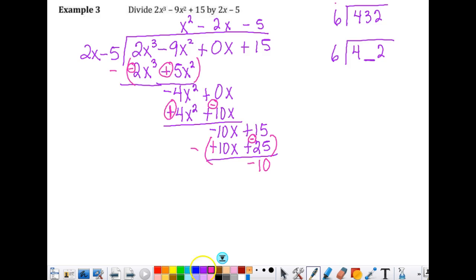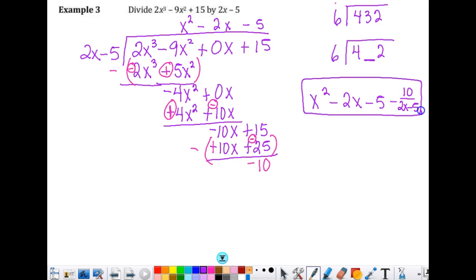Okay, and this question isn't asking is it a factor? We don't have to answer yes or no. We just have to write the answer. Okay, so the answer is x squared minus 2x minus 5. Okay, but it's a minus 10. So minus 10 over 2x minus 5. So if your remainder is a minus, use a minus. If your remainder is a plus, use a plus.